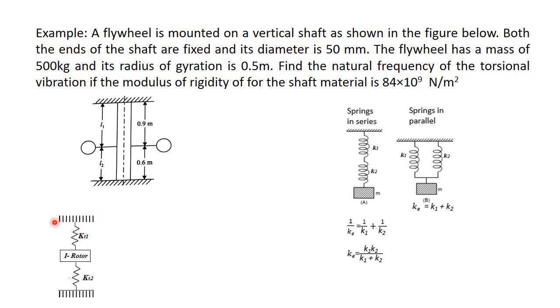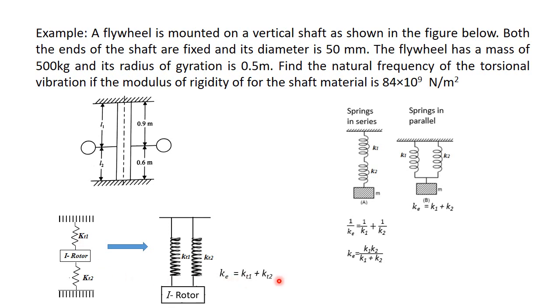So this arrangement of springs is also equivalent to a parallel arrangement. You can see this is equivalent to the parallel arrangement of the springs. That is, for finding the equivalent stiffness in this system, having spring stiffness Kt1 and Kt2, we can find the equivalent stiffness by using the equation Ke equal to Kt1 plus Kt2.